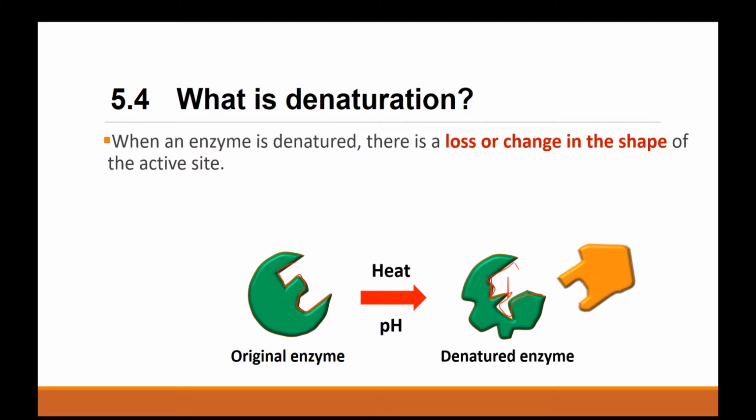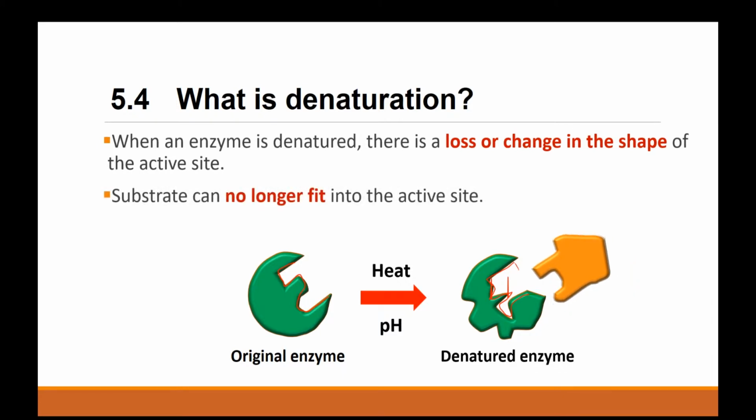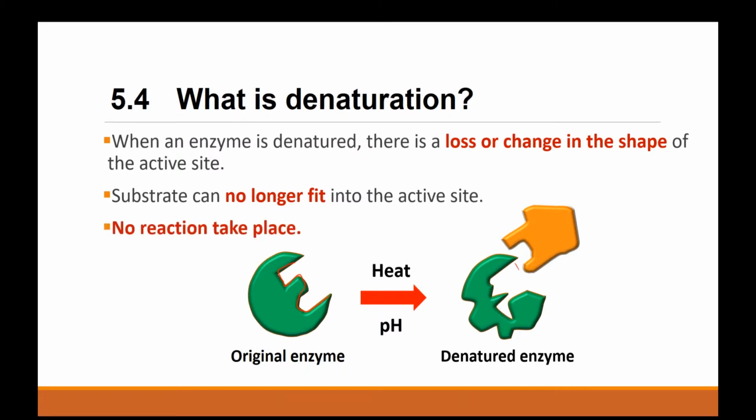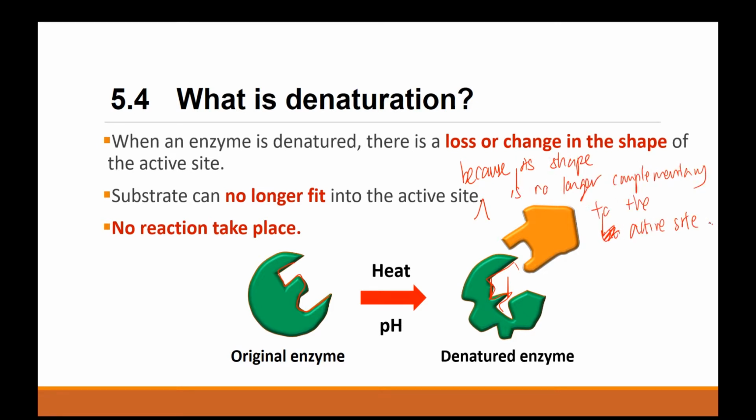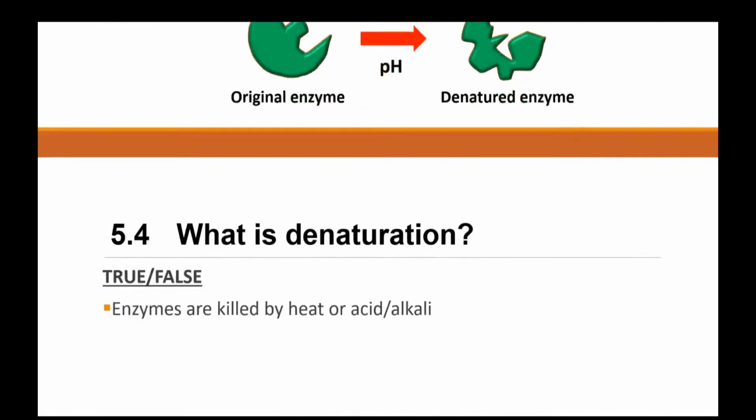If the original substrate that was there now tries to fit in, it can no longer fit in because the shape is no longer the same, or rather it's no longer complementary. So the substrate can no longer fit into the active site because its shape is no longer complementary to the active site, and therefore there's no enzyme-substrate complex and no reaction will happen. So this is what happens. These are consequences of denaturation. That's why it's important for us as biology students and teachers to understand what can be done to the enzyme.